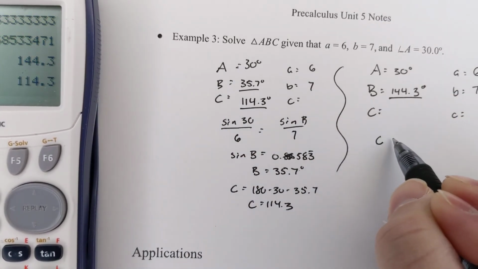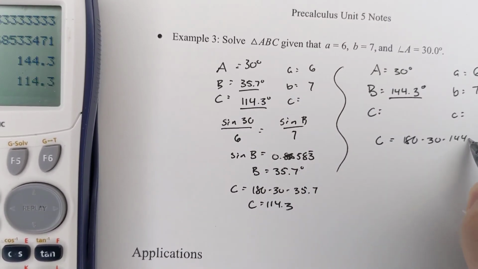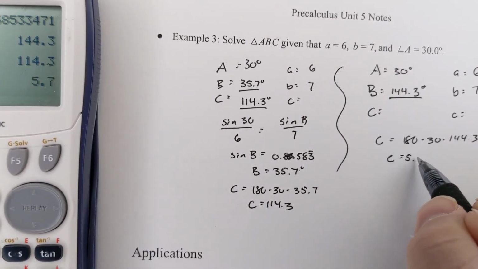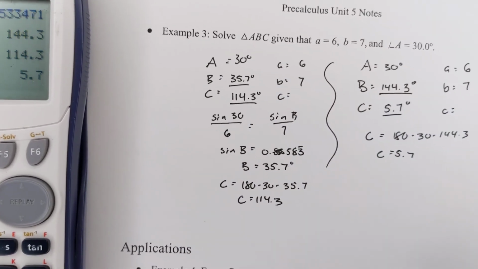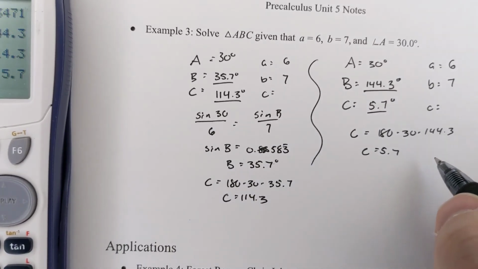Over here, I can do the same thing. C equals 180 minus 30 minus 144.3. So over here, angle C is 5.7. So this is a valid triangle. So now I have to find the little c's in both cases. So I'll actually do this one because I'm already on this side.